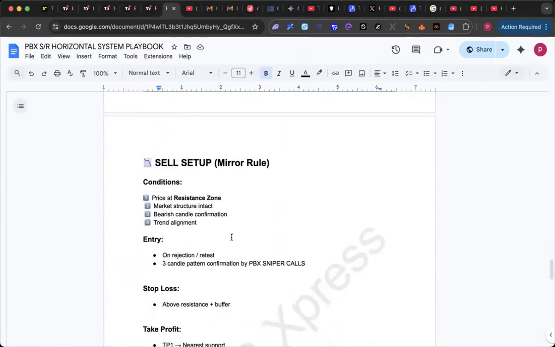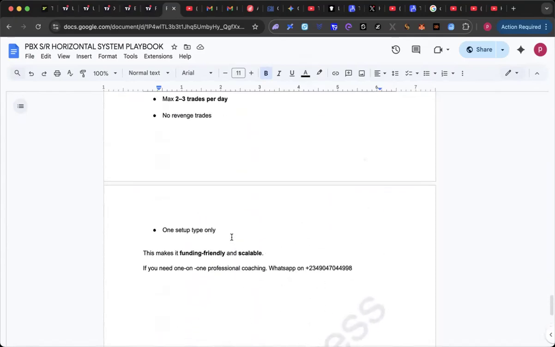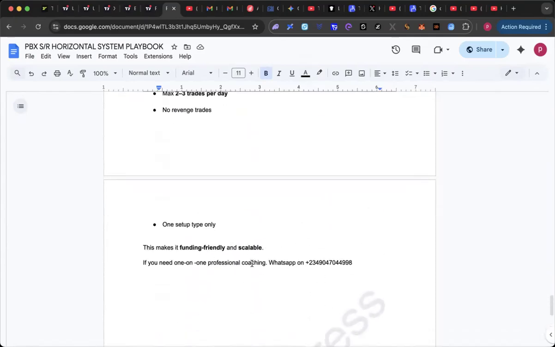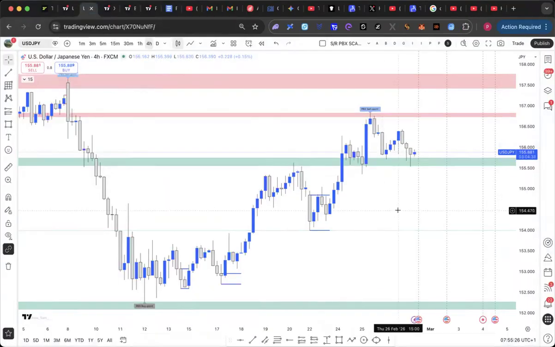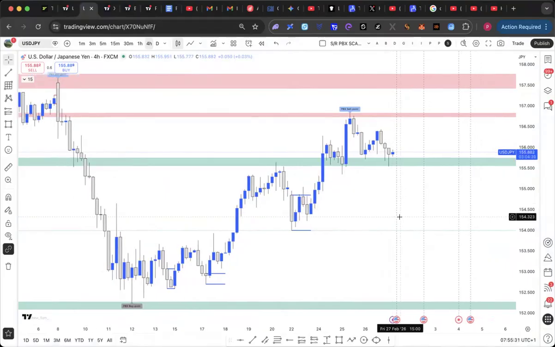All right, sell is the same thing in reverse. So you can go and read this. I've already summarized it. If you want to be mentored one-on-one, of course, we can discuss how to go about it. So let's go to the chart and do the needful. Leave the story, let's do the practical.